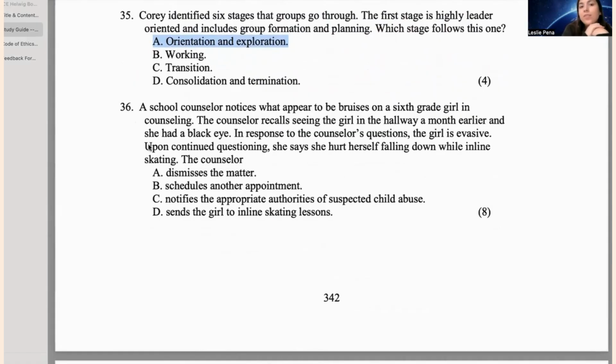36. A school counselor notices what appeared, I forgot to go get water. I'll go after this one.